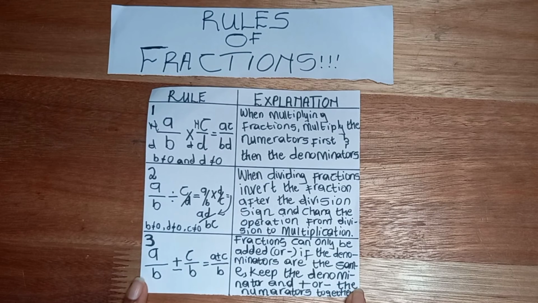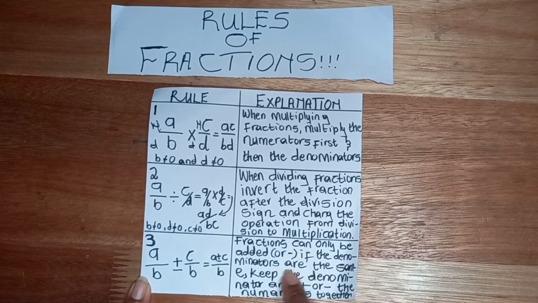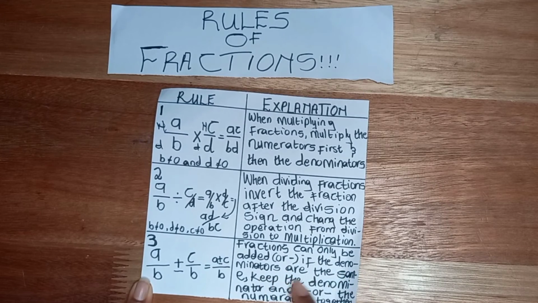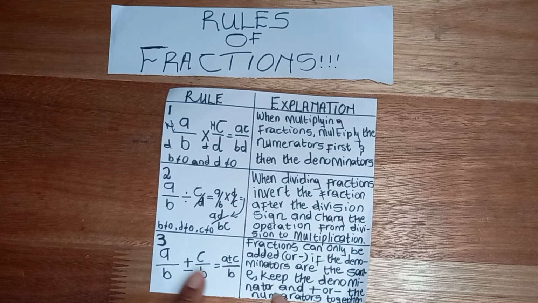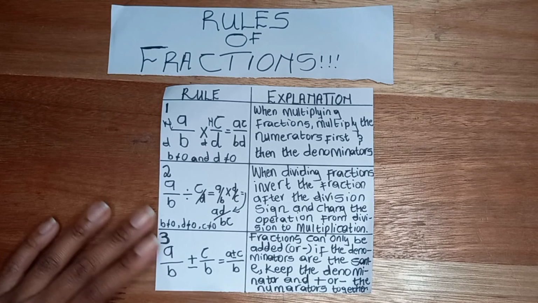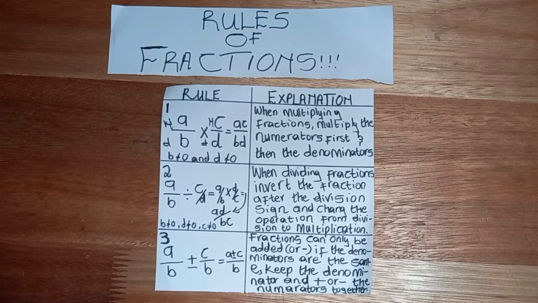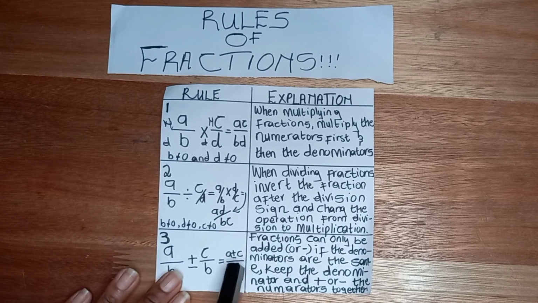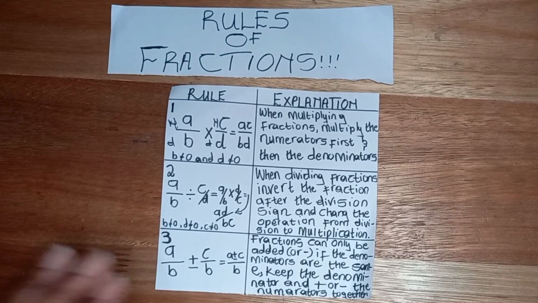So let's continue with the explanation. Fractions can only be added or subtracted if the denominators are the same. Keep the denominator. They have kept the denominator. So if your denominators are the same, you keep one denominator and then add or subtract the numerators together. So basically, you're going to keep the denominator. So this denominator will be representing the numerators which are adding or subtracting each other. So you keep the denominator, and then you add or subtract your numerators.